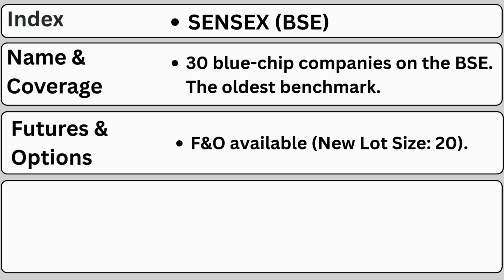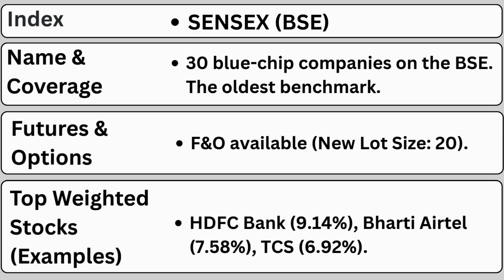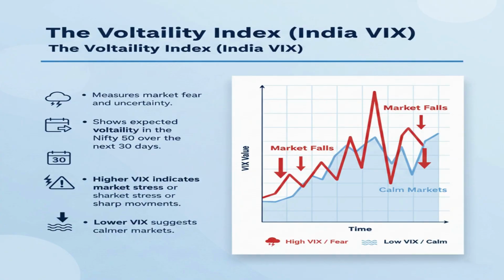Index: Sensex, BSE. Name and coverage: 30 blue chip companies on the BSE, the oldest benchmark. Futures and options: F&O available, new lot size 20. Top weighted stocks, examples: HDFC Bank, 9.14%, Bharti Airtel, 7.58%, TCS, 6.92%.